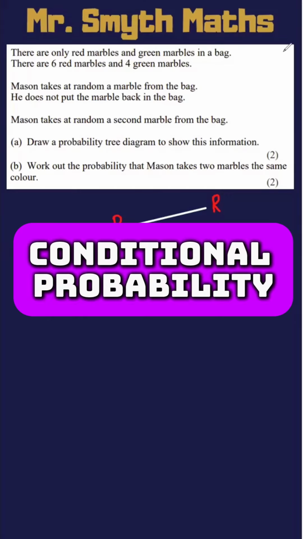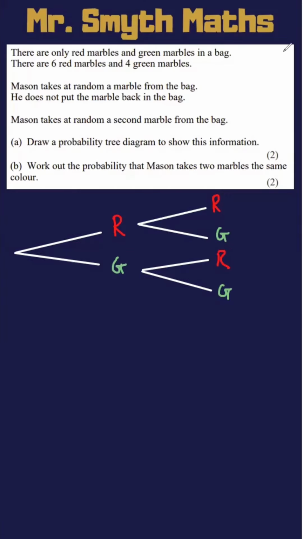So I'm going to show you how to do this conditional probability question. Pause the video now if you want to take in the information. But basically it's just saying that we've got 6 red marbles and 4 green marbles. So for red, this is going to be 6 out of 10 because there's 10 in the bag in total. And green we know is 4, so that's 4 out of 10. Notice that these add up to 10 out of 10.